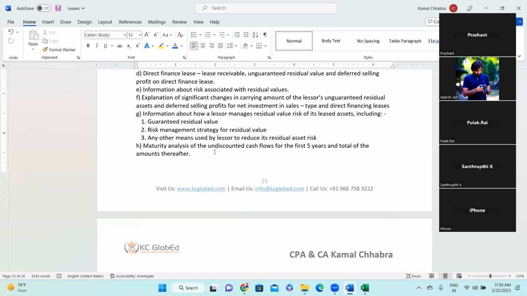So when there is an unguaranteed residual value, there is a risk attached to it. For example, you have a computer. You do not know after 3 years what will be the actual value of that computer, because technology will change. Same is the case with automobiles. Today you have purchased a petrol car, but after 3 years, if legislation comes that everyone has to have EV, you don't know what the residual value will be. So that risk assessment you need to do.